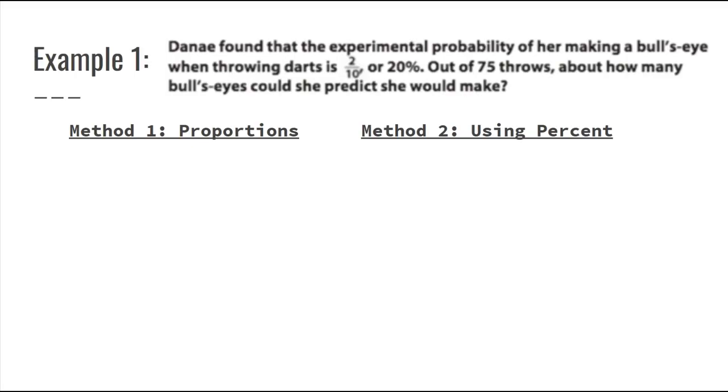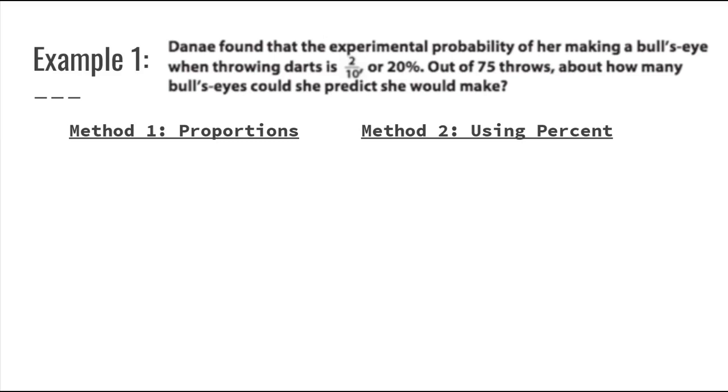It says, Danae found that the experimental probability of her making a bullseye when throwing darts is 2 out of 10, or 20%. Out of 75 throws, about how many bullseyes could she predict she would make? So we have two separate ways we can solve these problems to be able to predict future events. The first way is through using a proportion.